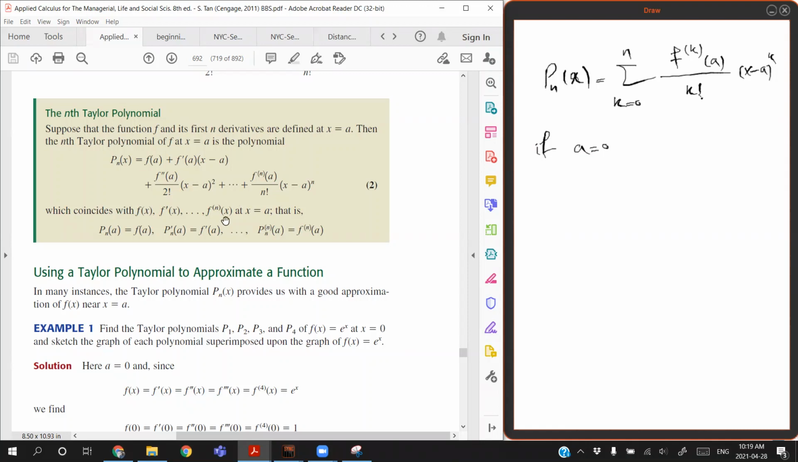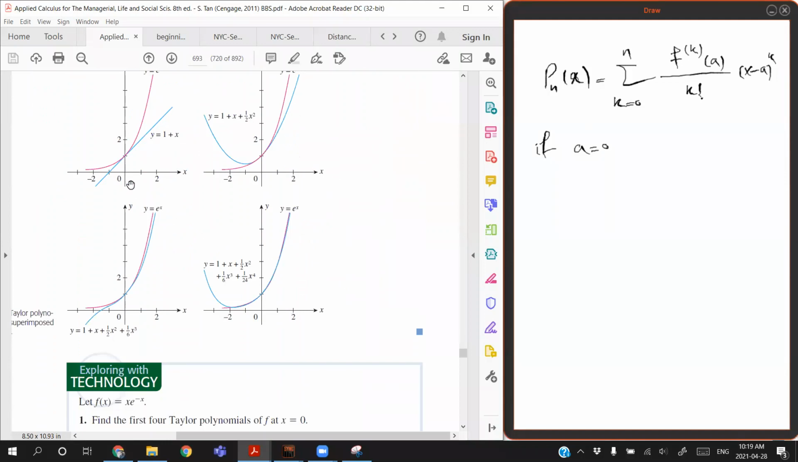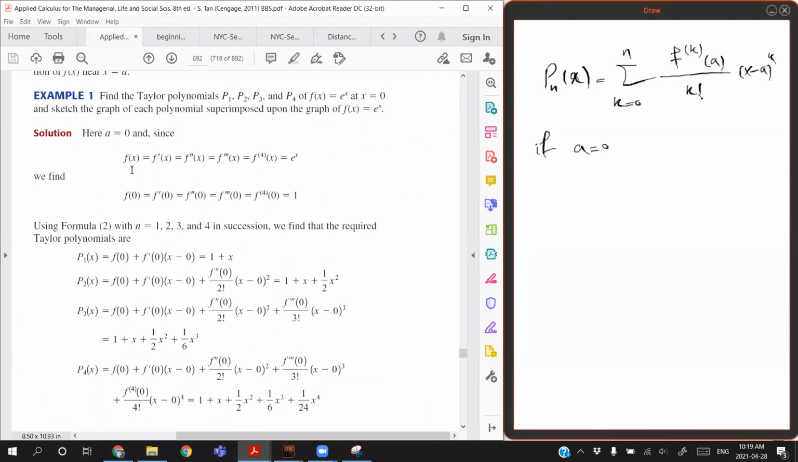Something that I think I forgot to mention is that when you're using this method of approximating a function, your approximations are going to be good for the value of a, or around the value of a. So for example, you can see here the values of the red curve are going to be close to the value of the blue curve, especially around 0, because in this one a is 0. So if a is 0, then you have this.